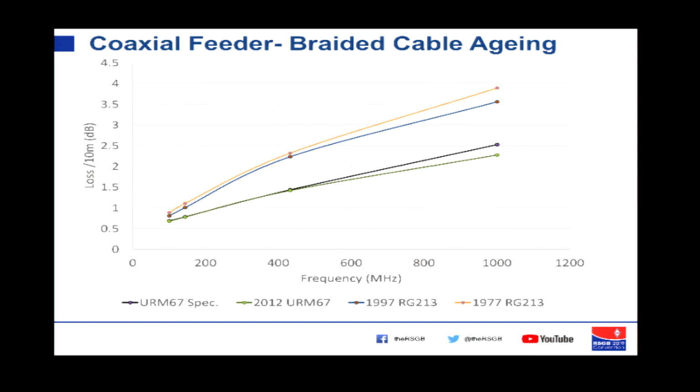How about aging? This plot shows, first of all, the black curve is the specified performance of URM 67. That's this stuff. And it's down there. Then the other curves are a 2012 piece of this stuff taken off reel, which actually meets its spec. It's better than its spec at 1 gigahertz. So that's good. However, these two are RG213, which should be equivalent. One comes off a tower where it was from 1997 to 2005. Look at the loss. It's gone from 2.5 dB to 3.5 dB at 1 gigahertz.